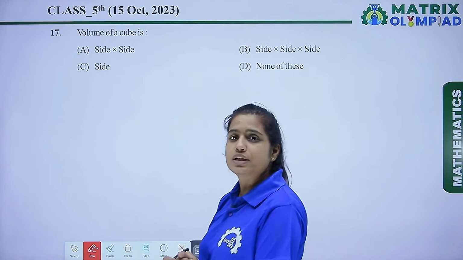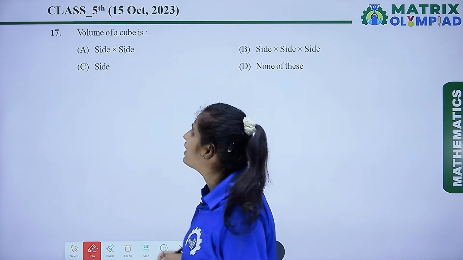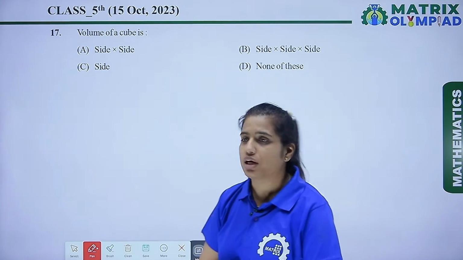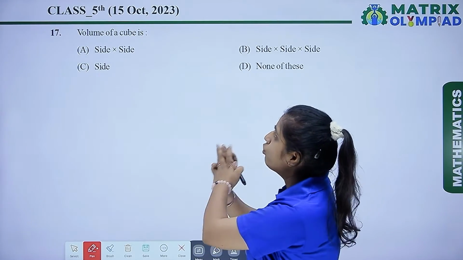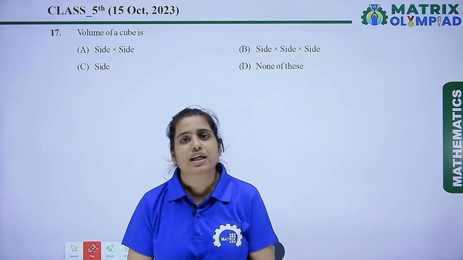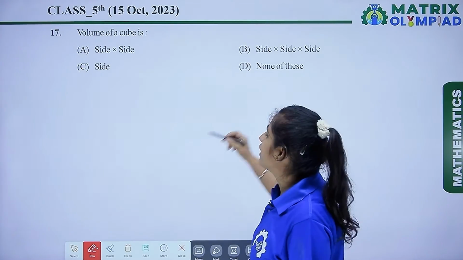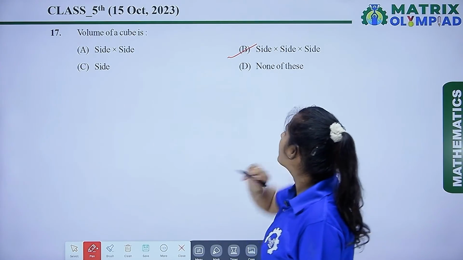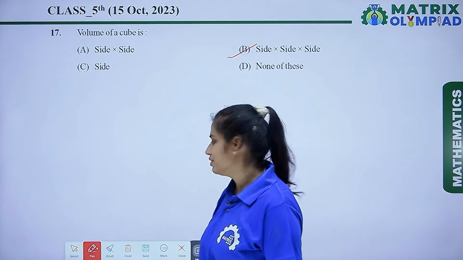Now the question number 17. 17 is totally based on the formula. Formula है आपका वॉल्यूम का और आपको किसका बताना है, क्यूब के लिए. So it is a direct question. यहाँ पर ऑप्शन बी आपका करेक्ट आंसर है.